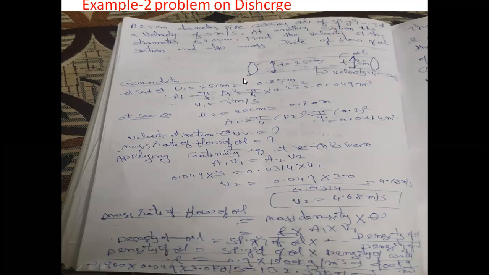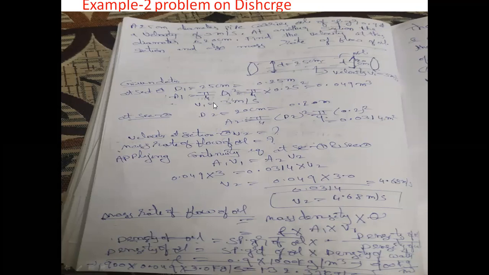Given data: the diameter at section 1 is 25 centimeters, converted into meters by dividing by 1000, 0.25 meters. Find the area at section 1. A1 equals pi by 4 into d1 square, which is pi by 4 into 0.25 meters whole square. So the area at section 1 is 0.049 square meters.